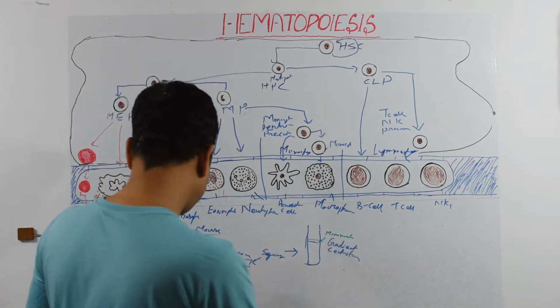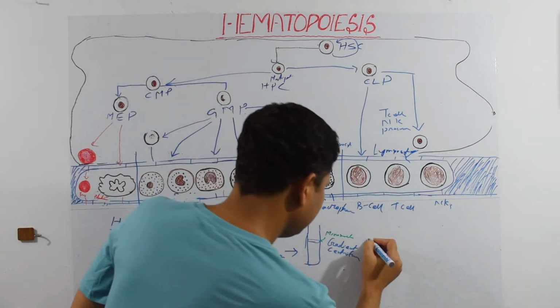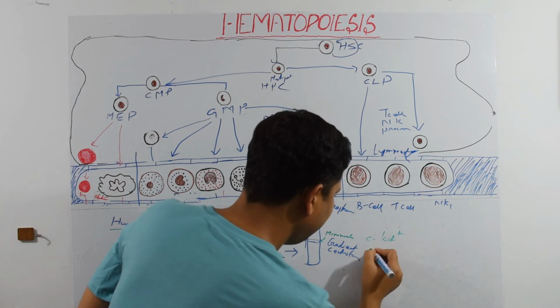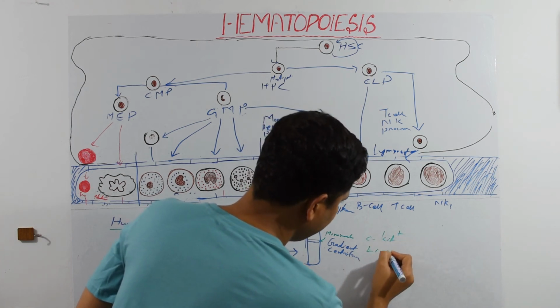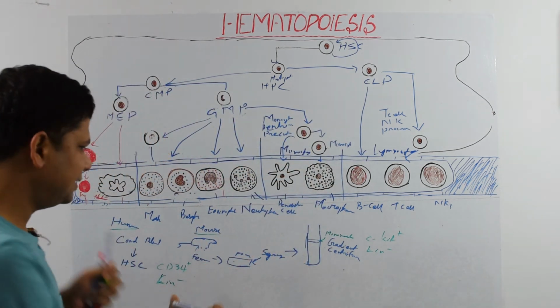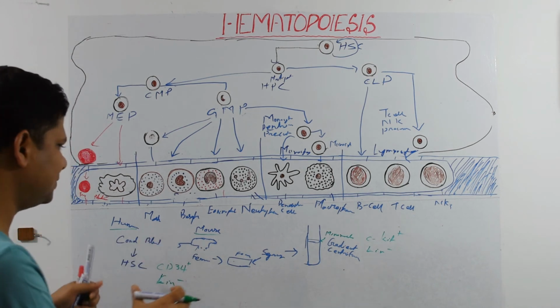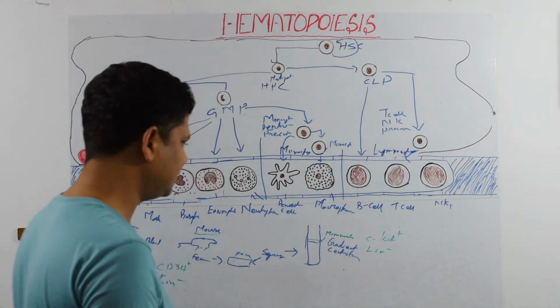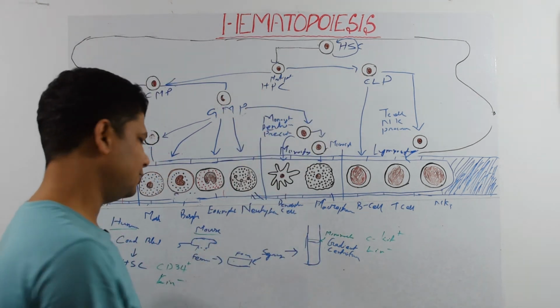And similarly in the mouse case, we use c-Kit positive and lineage negative. So we use these antibodies to isolate these hematopoietic stem cells. How we do flow cytometry, we'll discuss in further videos.